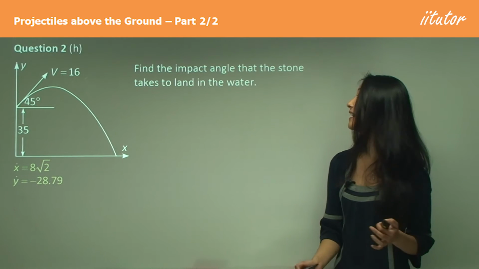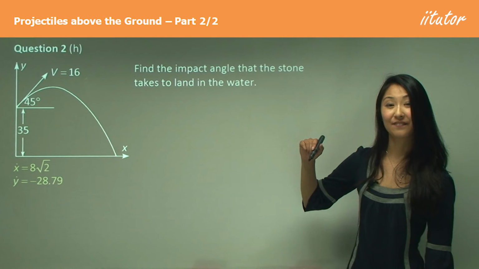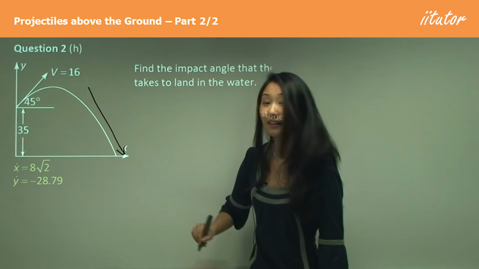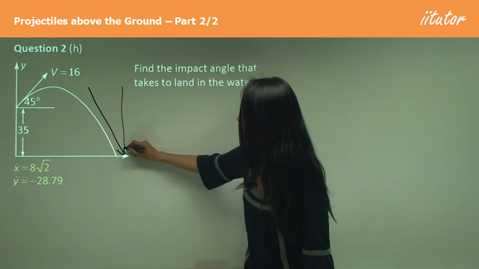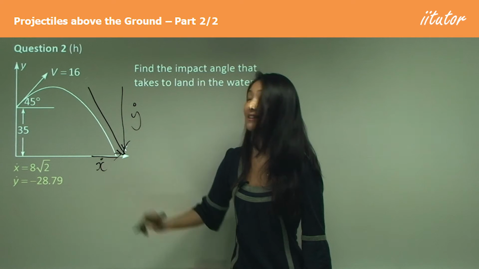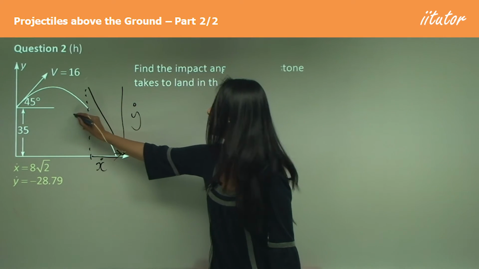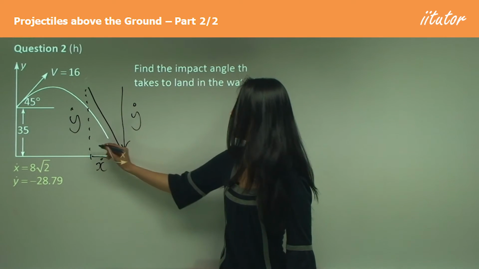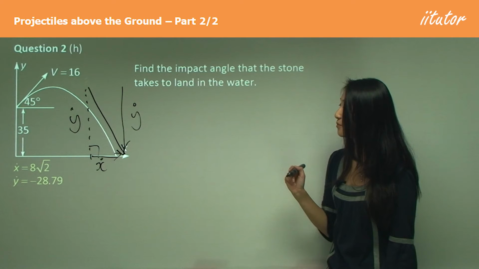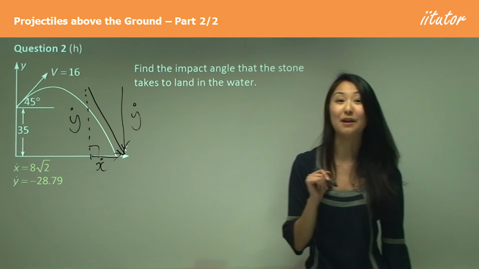Okay, so this is another question which is unique to questions above the ground. And this is finding the impact angle that the stone takes to land in the water. So in the same way, we have our velocity, remember, there, and there was our vertical velocity there, and there was our horizontal velocity there. And all I did was I transposed that to this side because I said it was exactly the same and made myself this triangle there. So we worked out already that this was 8 square root 2 and that was -28.79.